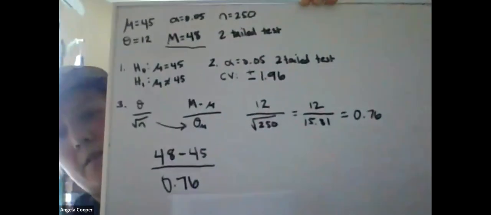Okay, so now that I have my standard error of 0.76, I go back to the Z formula, which is sample mean minus population mean divided by standard error. So again, our sample mean was 48, minus our population mean of 45, divided by the standard error we just calculated of 0.76.